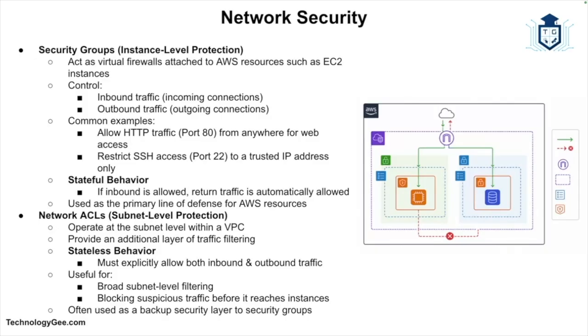So for example, you can allow HTTP traffic on port 80 from anywhere, but restrict SSH access on port 22 to your IP address only. And security groups are stateful, meaning if you allow inbound traffic, then the response is automatically allowed. And then you have what are called network access control lists, or ACLs, which operate at the subnet level. And these are stateless, meaning you must explicitly allow both inbound and outbound traffic. And basically, they provide an additional layer of control, acting as a backup to security groups.